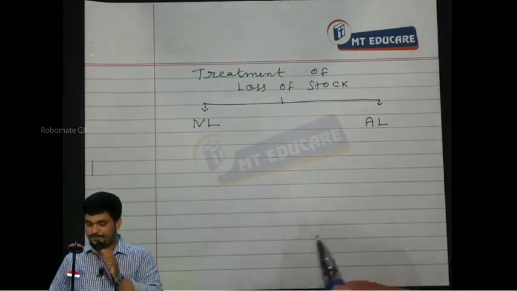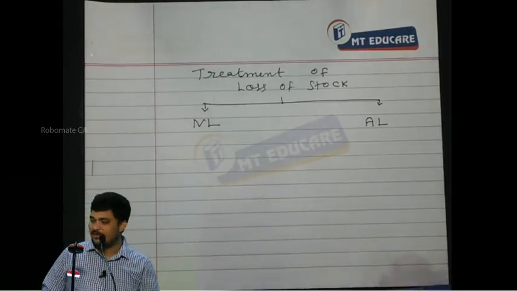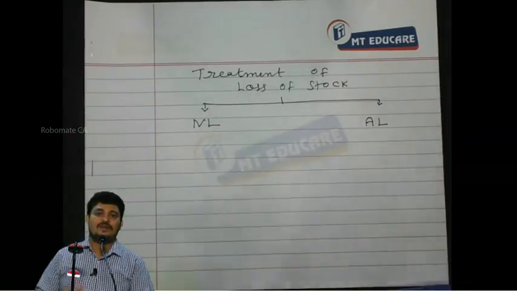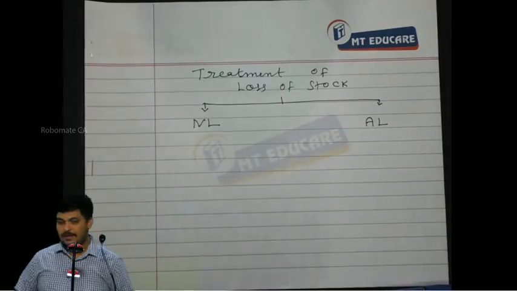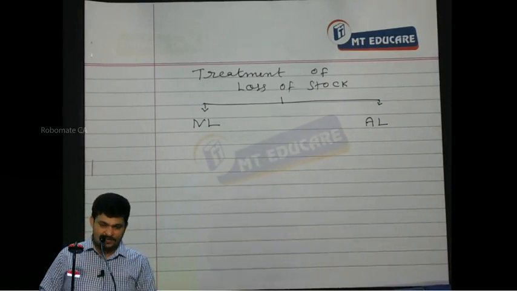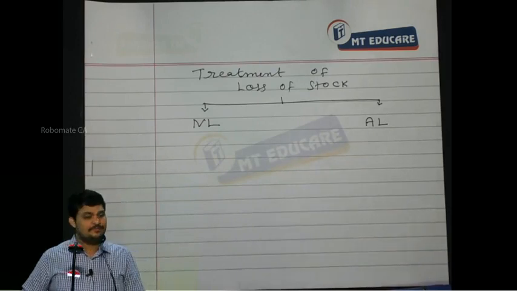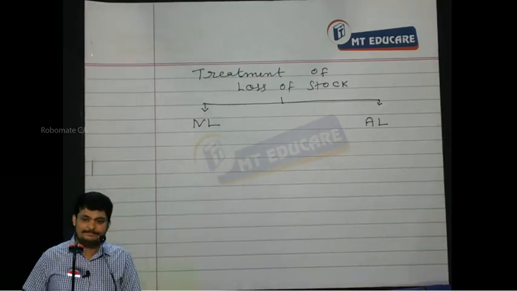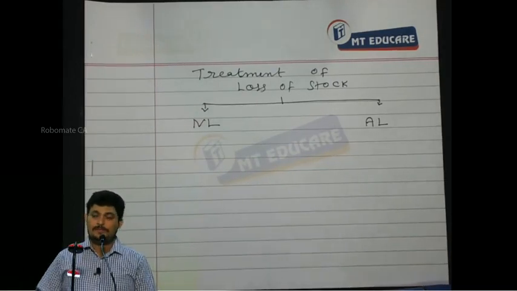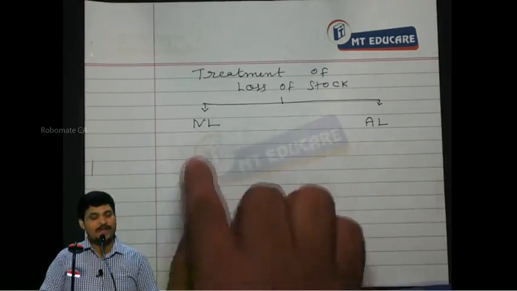Friends, listen. In final accounts, we have discussed already about normal loss and abnormal loss. Can you recall? First of all, I told you one concept that for accounting for loss of stock, no entry is required. Understood? But we make entry if it is abnormal loss. And we don't make entry for normal loss.